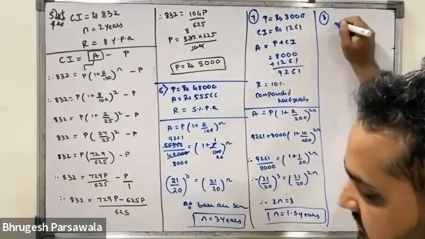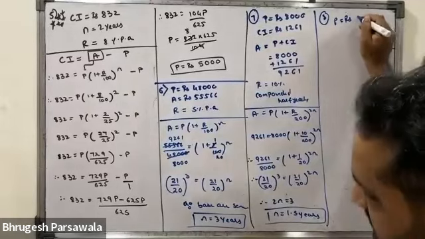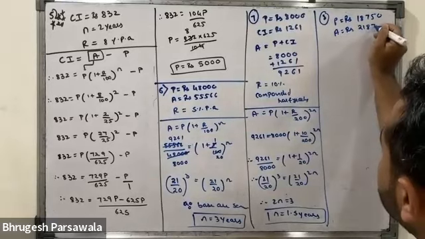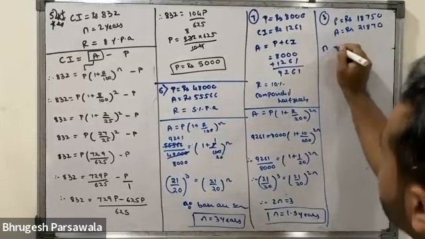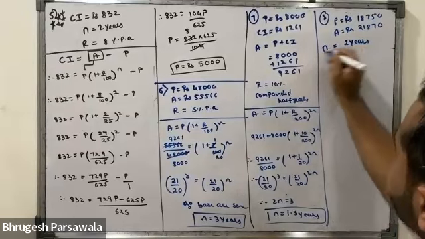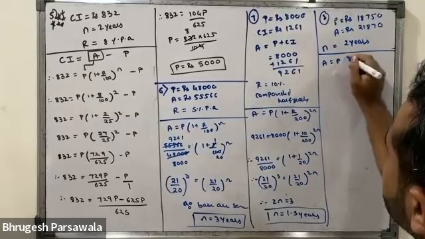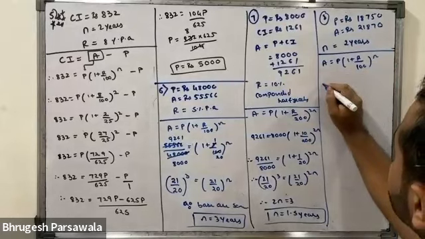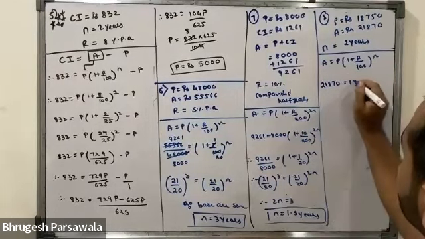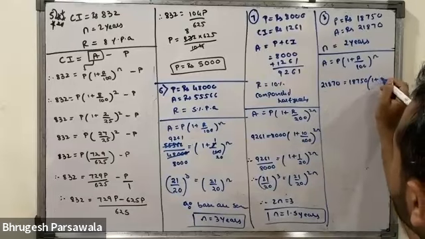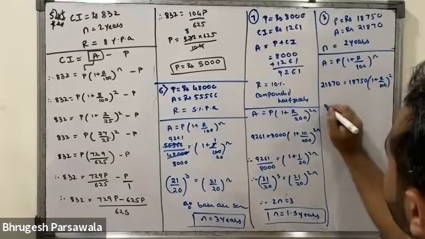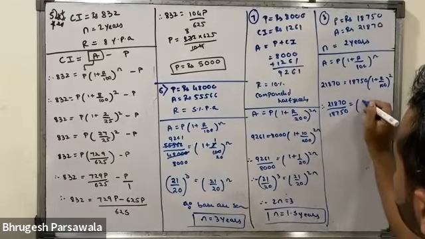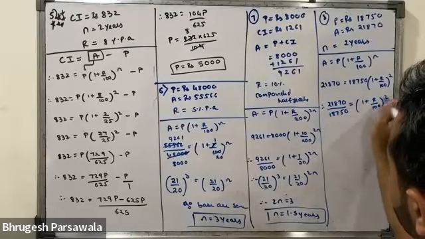At what rate % per annum will sum of rupees 18750 amount to rupees 21870 in 2 years? A equals to P 1 plus R upon 100 raised to n. So 21870 equals 18750 1 plus r upon 100 raised to 2. 21870 upon 18750 equals 1 plus r upon 100 raised to 2.